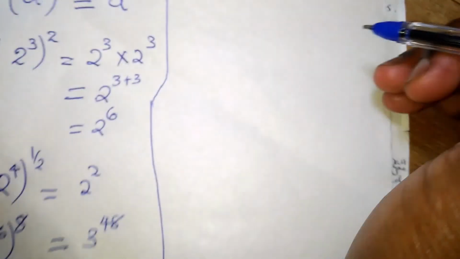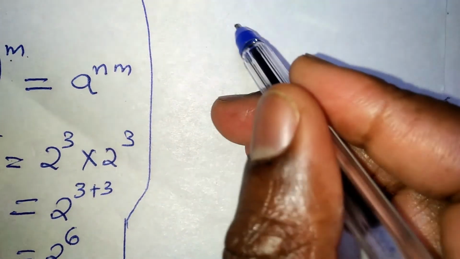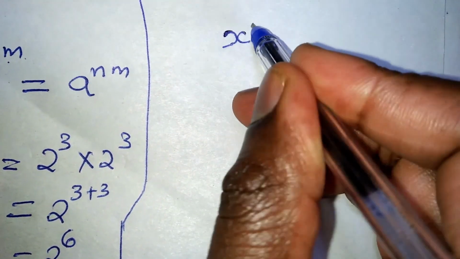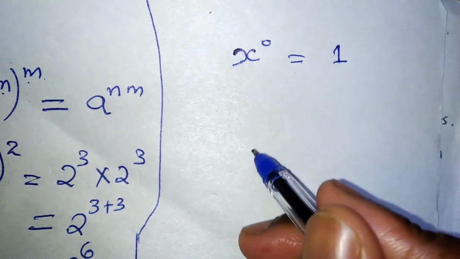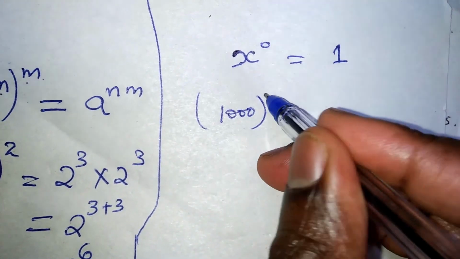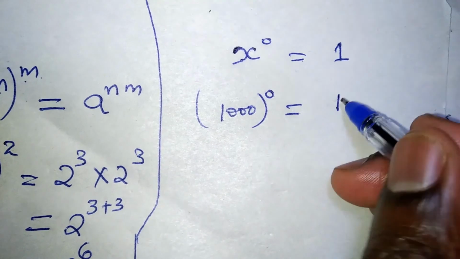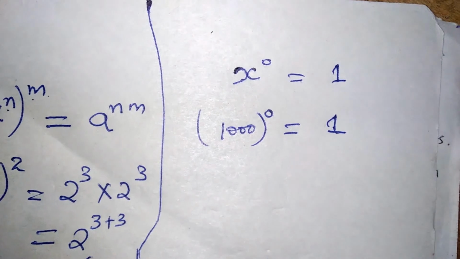Now, another law of indices that is already well known is if we raise any number to 0, what we get is 1. It doesn't matter what number you're raising to 0. Even if it is 1000 raised to 0, you get 1. If it is 1,000,000 raised to 0, you get 1.